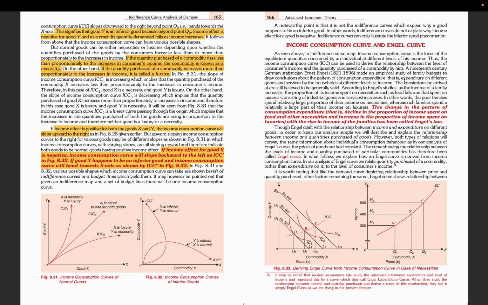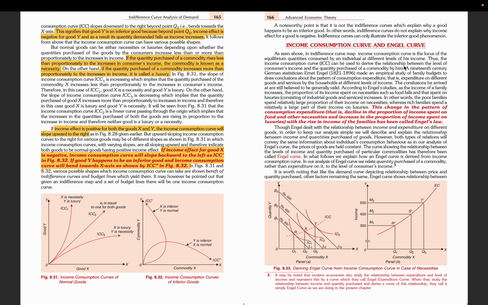Now, the income consumption curve ICC that we've been studying till now, and the Engel curve. The indifference curve map's income consumption curve is a locus of the equilibrium quantities consumed by the individual at different levels of his income. We've seen this. Thus, the ICC can be used to derive the relationship between the level of the consumer's income and the quantities purchased of a commodity by him, right?